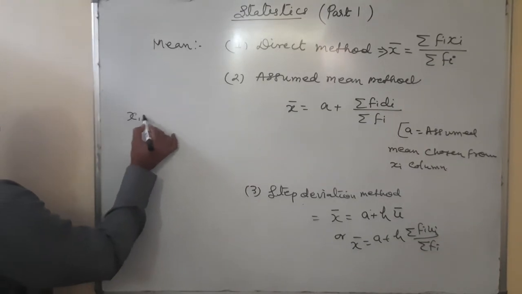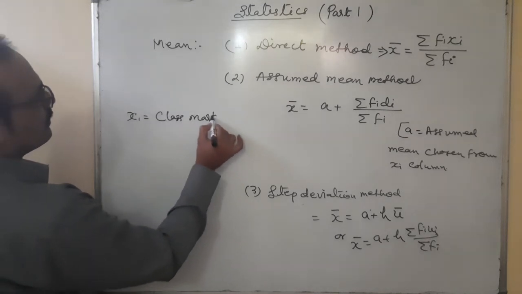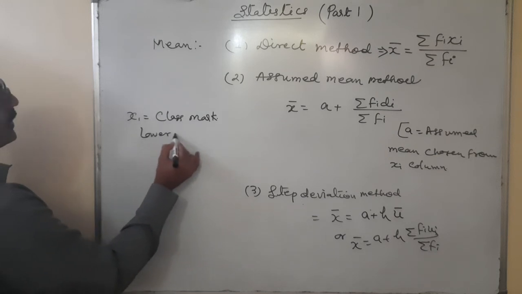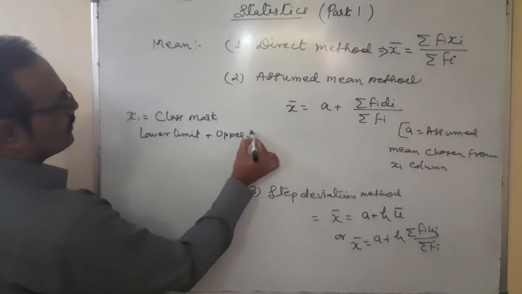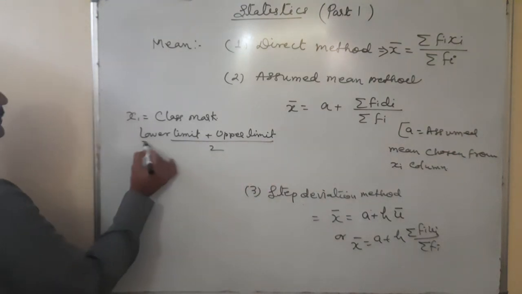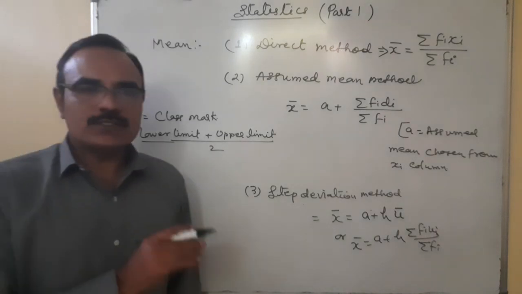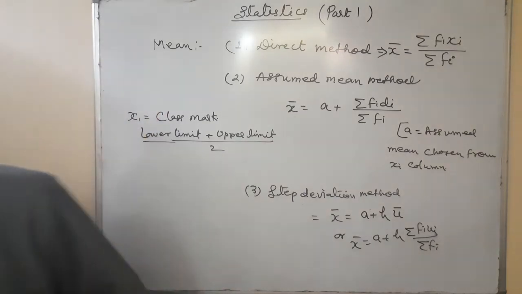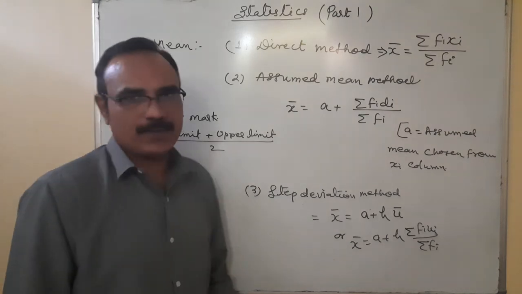Xi is the class mark. How to find the class mark: lower limit plus upper limit divided by 2. This is the class mark. When I solve the question, you will understand these concepts properly. So remember that for finding the mean there are three methods: the direct method, the assumed mean method, and the step deviation method.